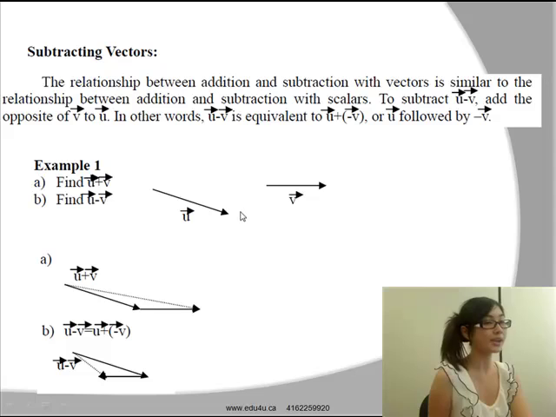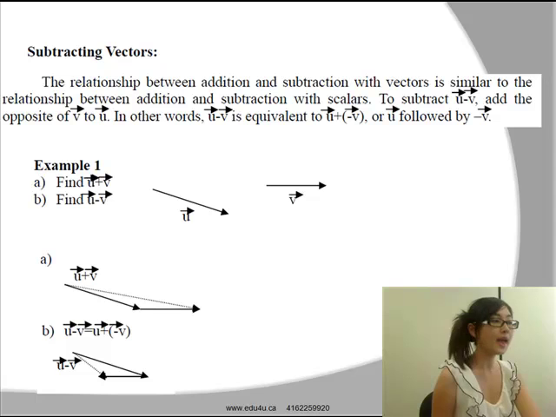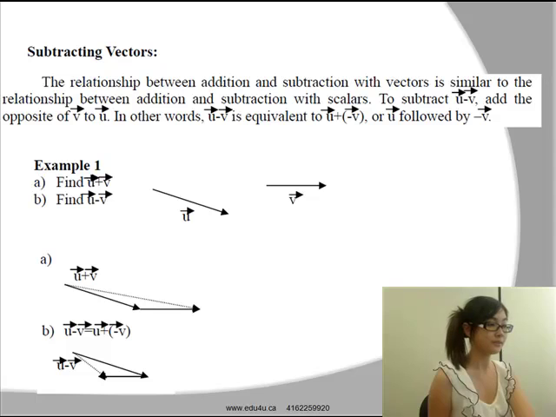Now let's look at subtracting vectors. The relationship between addition and subtraction with vectors is similar to the relationship between addition and subtraction with scalars. To subtract the vector v from the vector u, add the opposite of v to u. In other words, u minus v is equivalent to u plus negative v, or u followed by negative v.